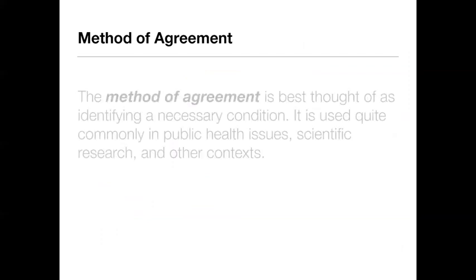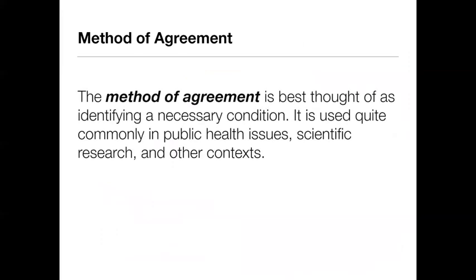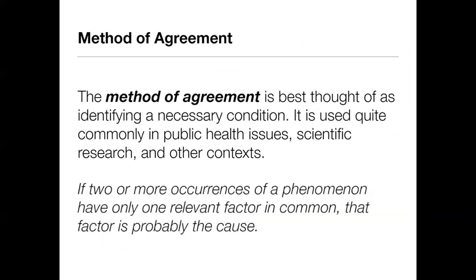Okay, so one of Mill's methods is called the method of agreement, and we use this, I think, quite often. The method of agreement is best thought of as identifying a necessary condition, which we just talked about, right? And it's used quite commonly in public health issues, scientific research, and other contexts. So the way of thinking about the method of agreement is, if we're looking at or trying to figure out the causes of something, if 2 or more occurrences of a phenomenon have only one relevant factor in common, that factor is probably the cause.